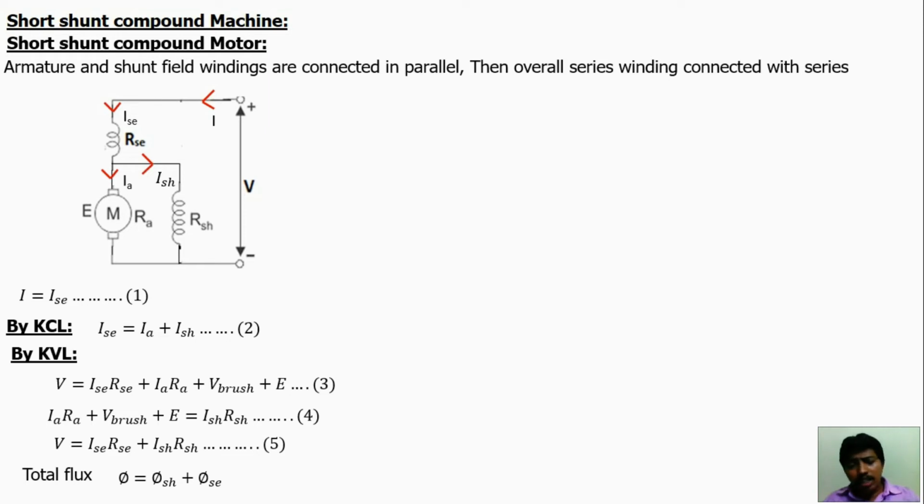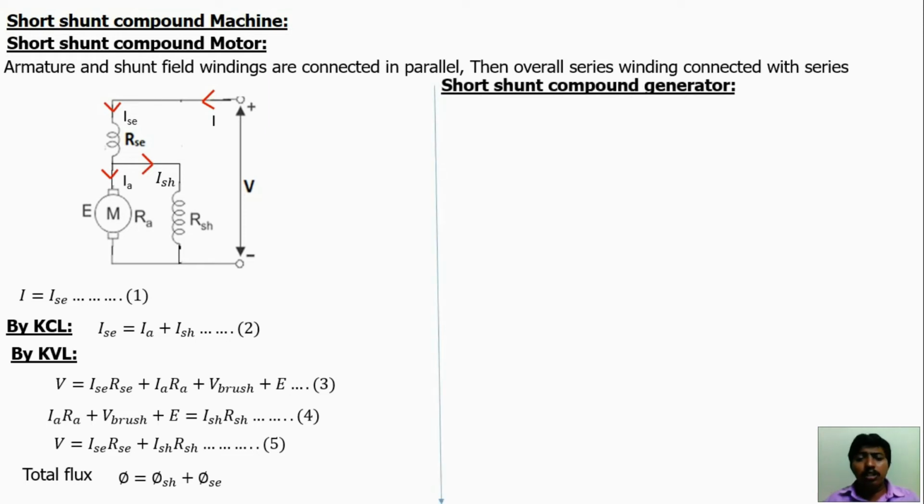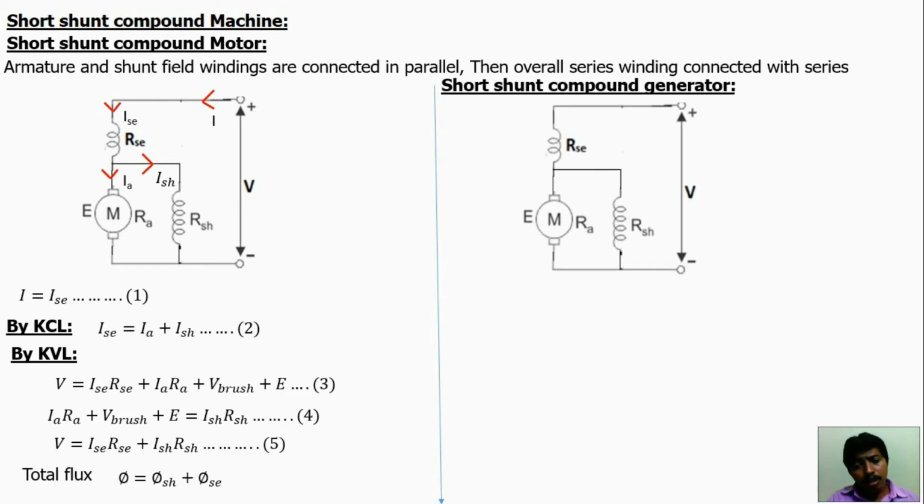Short shunt. Now we will discuss the short shunt compound generator. Same concepts, same diagram, but the current direction will be reversed. Here armature current will be generated initially. This current will be divided into two parts, Ish and Ise. This will be the load current. This load current and series windings are in series, so Ise is equal to IL.